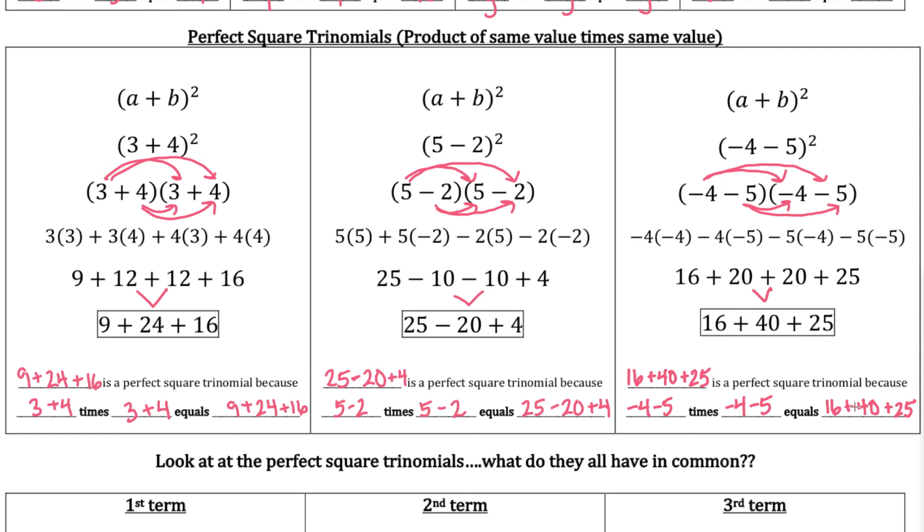Okay, now, before we move on, we know what a perfect square is, right? It's this answer, or the product of the same thing times the same thing. Like we multiplied these, we got this. This is our answer, right? We call it a trinomial because there are three terms. 1, 2, 3. These are perfect squares because you multiply the same thing, and you can express it as that. And it's three terms, so it's a trinomial. So let's talk about this pattern.